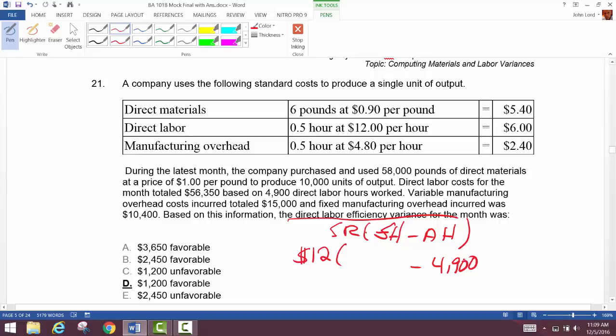Well, to get the standard hours, we have to pick up the number of units they produced, which was 10,000, and we have to find how much they are supposed to spend per hour? 0.5. I mean per unit, I should say. So 10,000 times 0.5 is what? 5,000? And so that's 12 times 100, which is going to, oops, forgot to write the 12. 12 times 100 is 1,200. Okay.